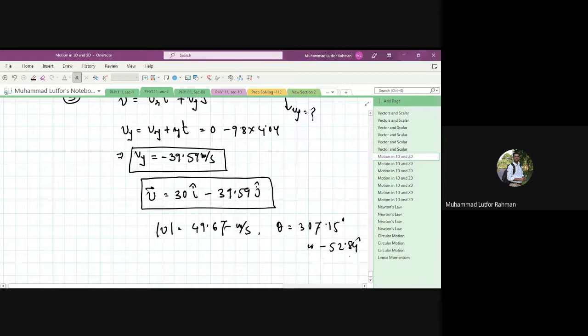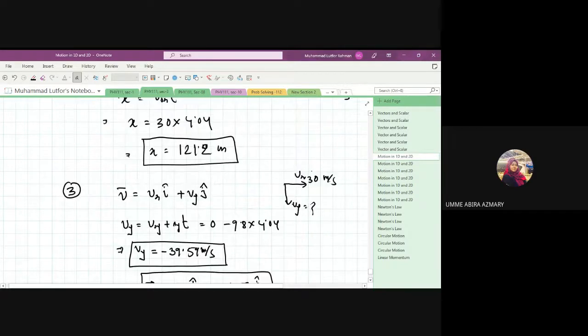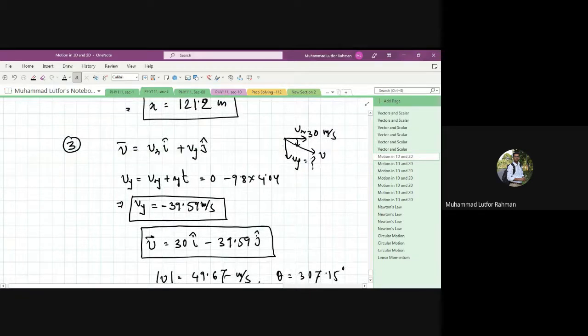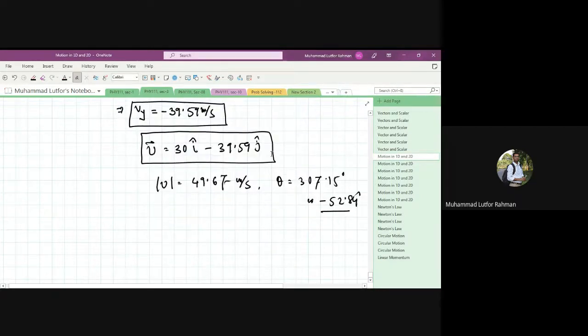It becomes minus because when it strikes, it is in the fourth quadrant, definitely. This is your resultant velocity, and it creates an angle with the x-axis. It's moving in the clockwise direction. So that's why it is 52.84 here, and this one is 307.15 degrees. That's how you can find the resultant velocity, its magnitude and direction.